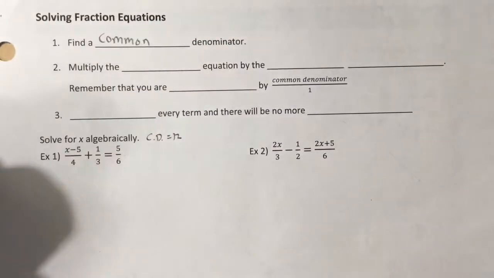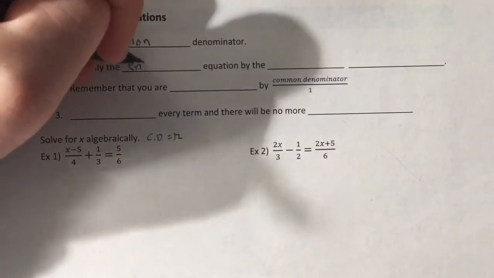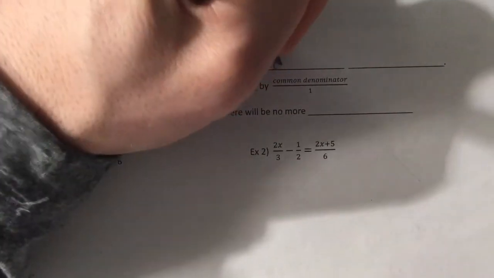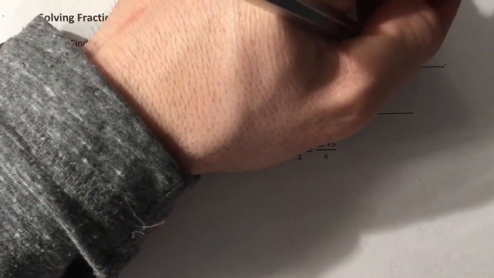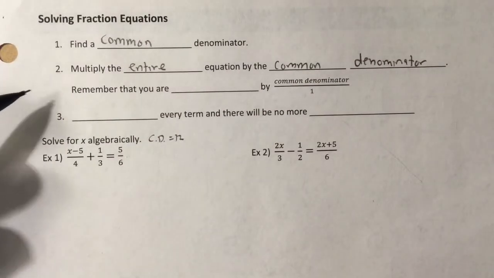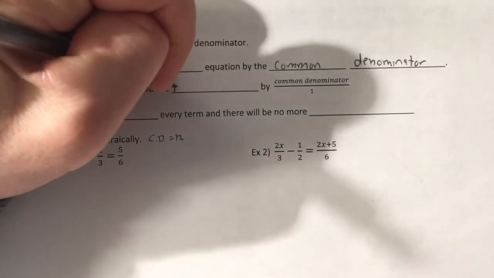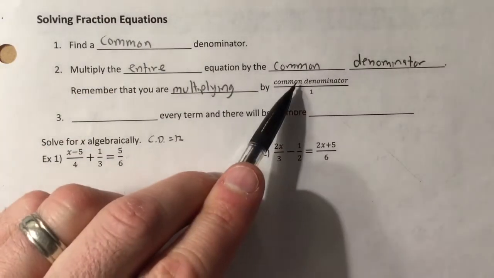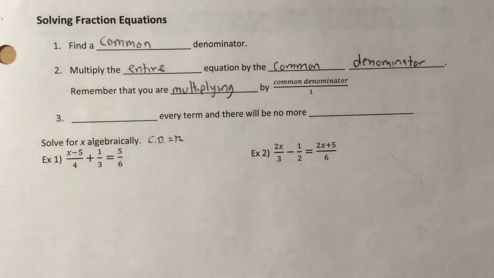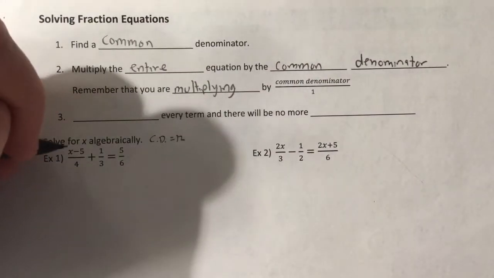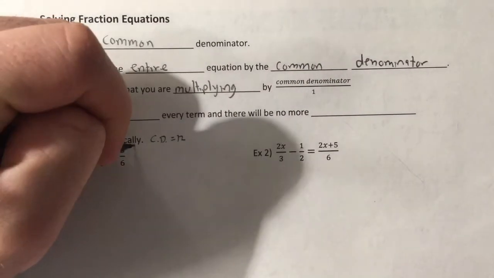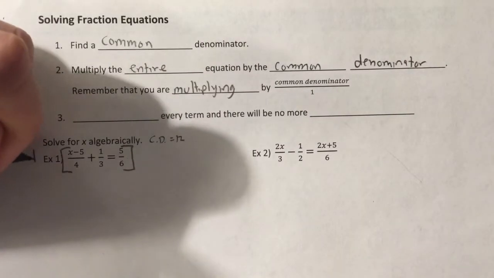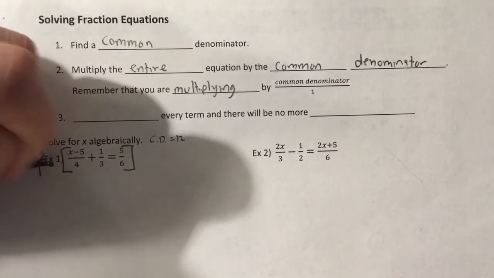Once I have that, I'm going to multiply the entire equation by the common denominator. And remember what that means: you are multiplying by the common denominator on the top and 1 on the bottom. There's always a 1 on the bottom. So I'm going to take my entire equation and multiply by 12 over 1.